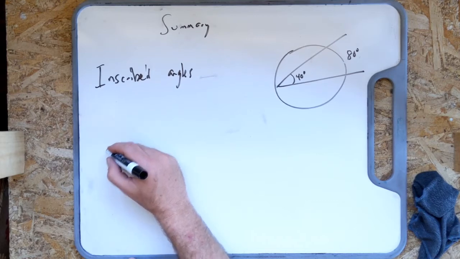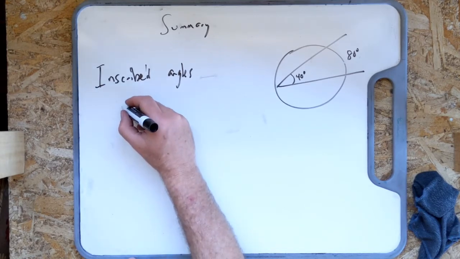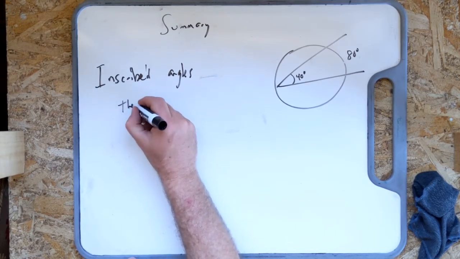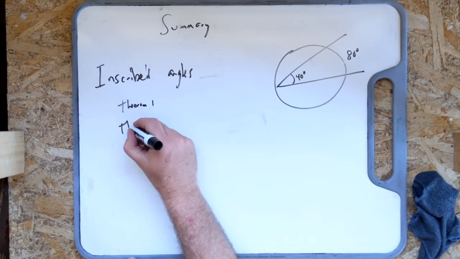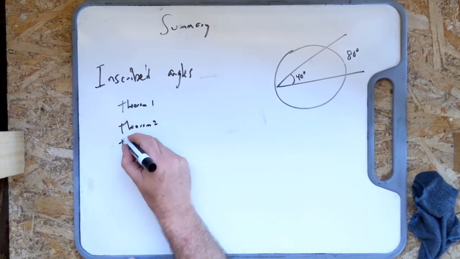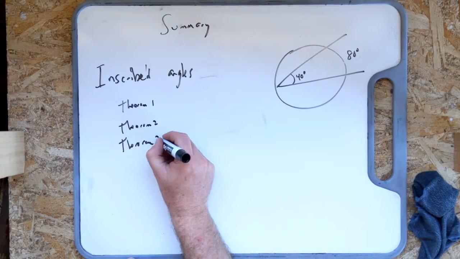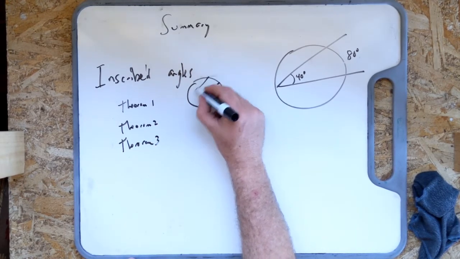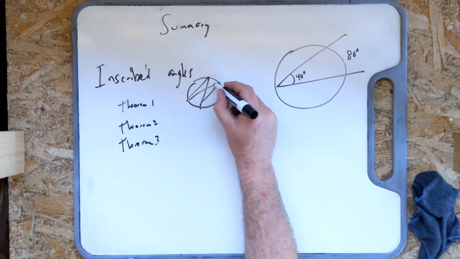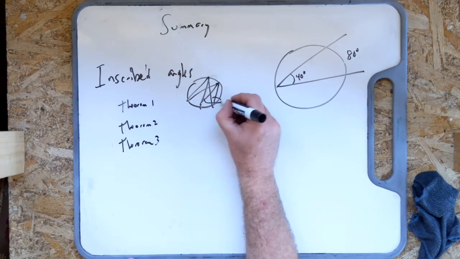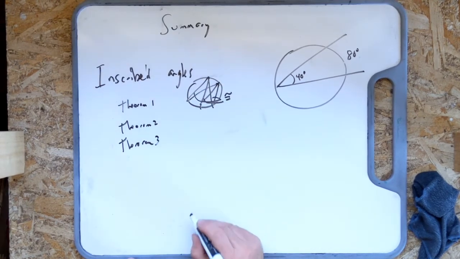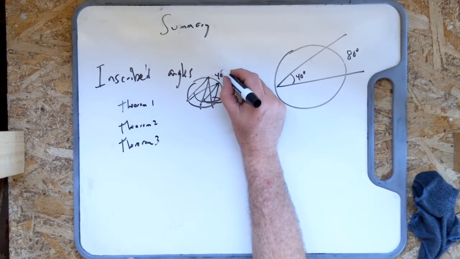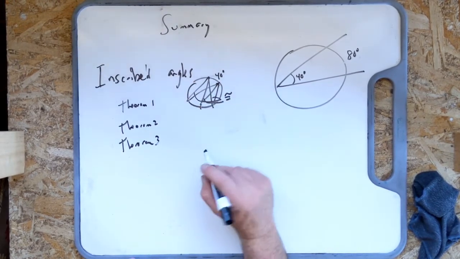Then we had some theorems behind that. Let's do a little shorthand: Theorem 1, Theorem 2, and Theorem 3. Theorem 1, remember, just said if I have an arc and I've got more than one angle off that same arc, these angles are all congruent. Because this angle is 40 degrees, that'll be 20, that'll be 20, and that'll be 20.